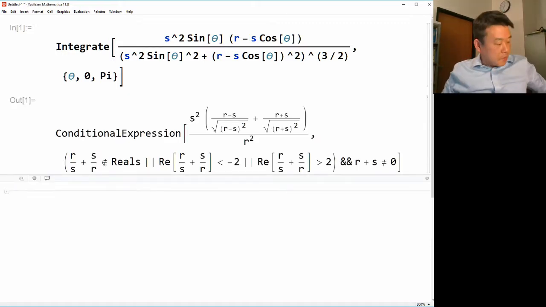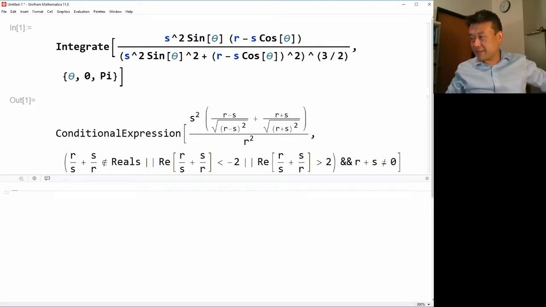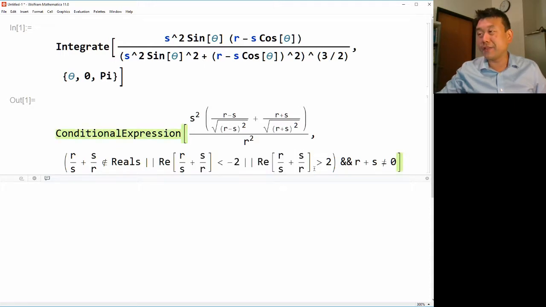Oh, so after about 3 minutes of calculation, that's the answer that I'm getting. What is that? As you look at the conditions that Mathematica is giving you, I hope you realize that Mathematica was treating these variables S and R as way more general than we were thinking.